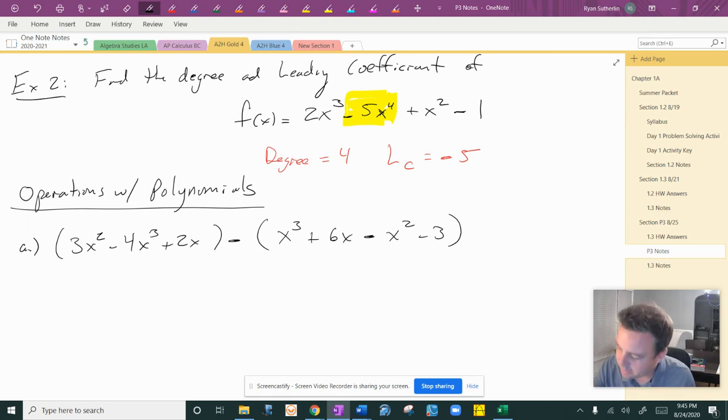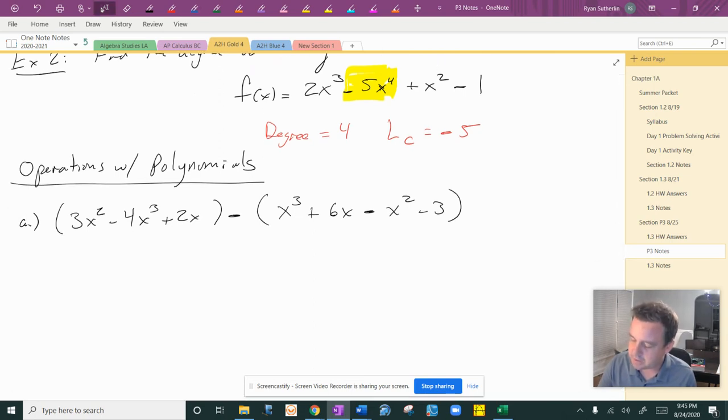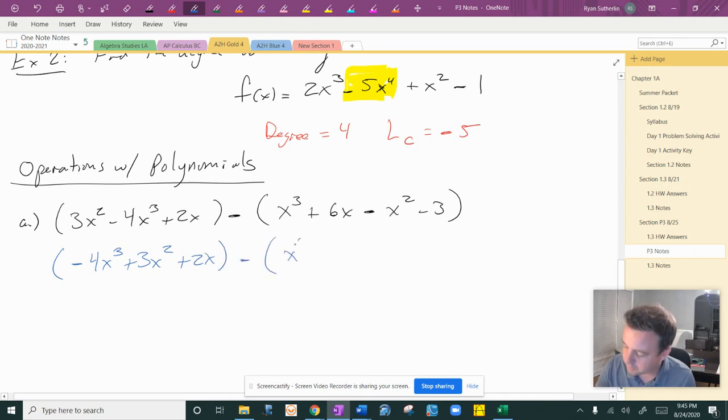Okay, now these steps aren't always necessary, but just to show you an easy way to do this so you don't get things confused, I'm going to go ahead and rewrite each polynomial in standard form. What that means is I'm just going to rewrite it where the term with the largest exponent comes first, and then I go in descending order. And now I just have to combine like terms. So I have negative 4x cubed. Now we're subtracting. That's where also we have to be careful.